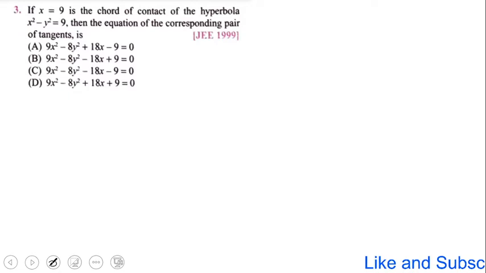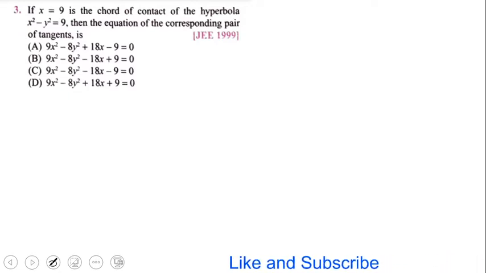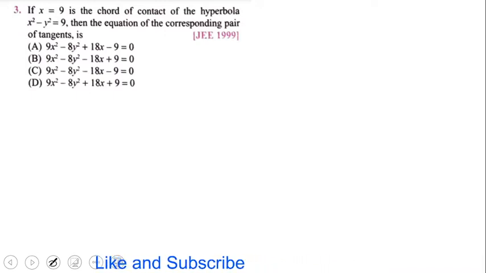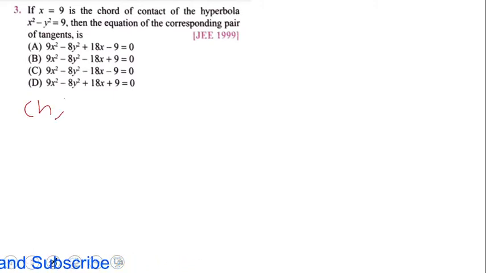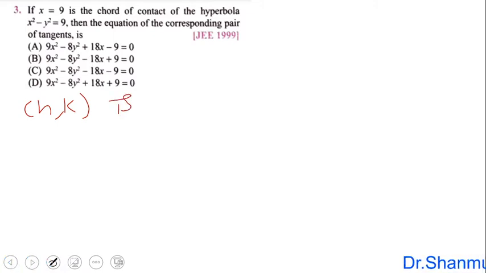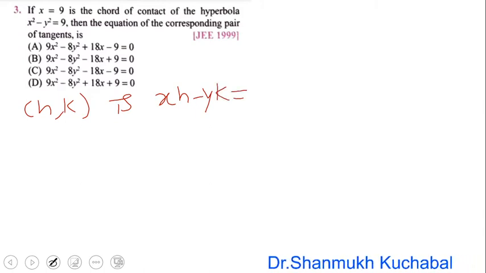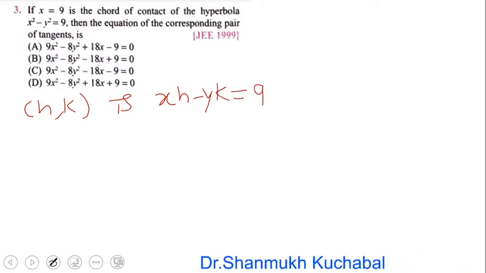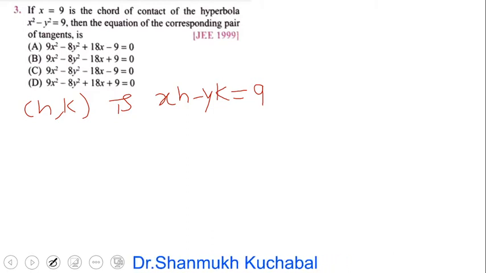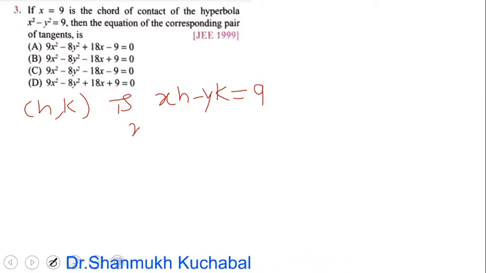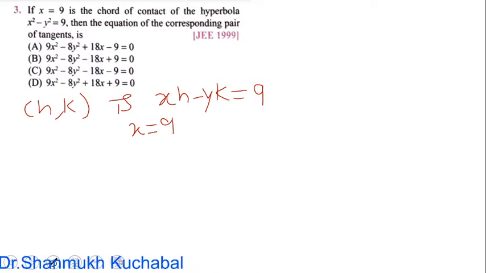If x value is given as 9, the chord of contact of the hyperbola x square minus y square equal to 9, the equation of the corresponding pair of tangents is. So if (h, k) is a point, then its standard form is given by xh minus yk, and here they have given 9. I am taking 9. So by comparing here, some values we already know. x equal to 9 it is.